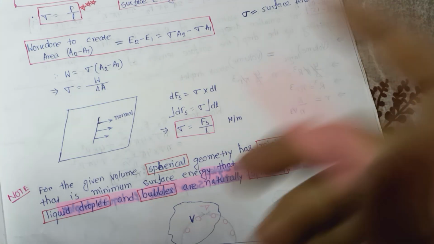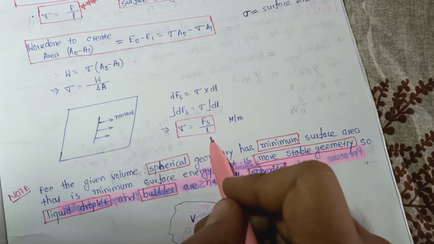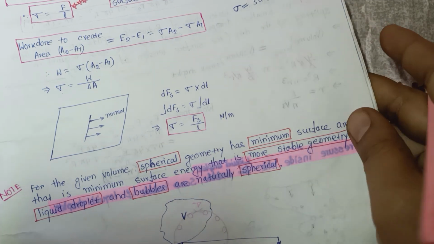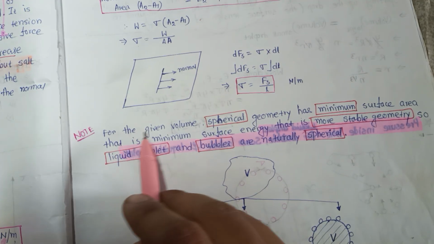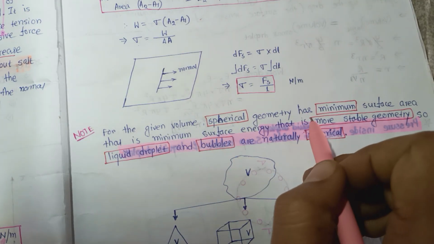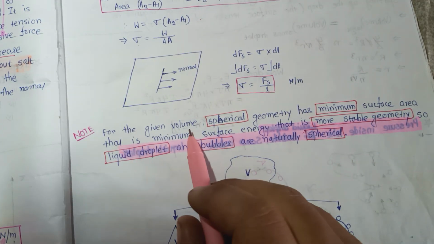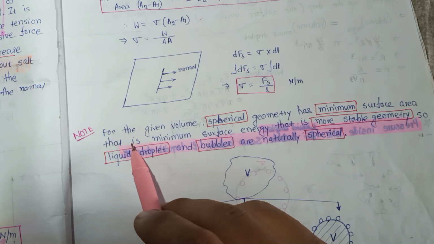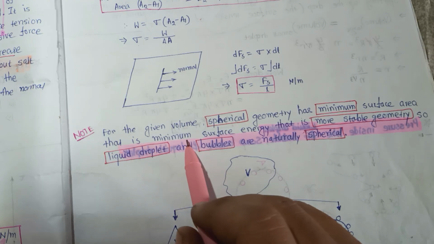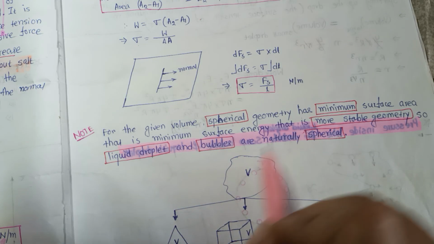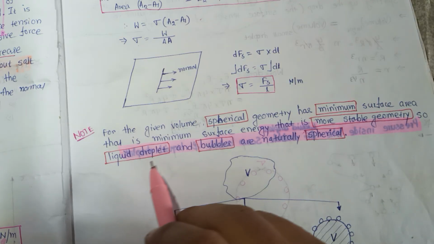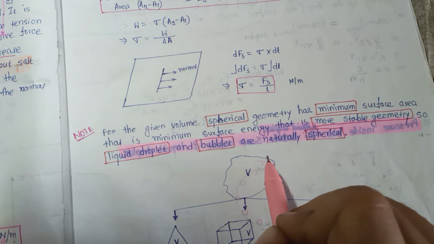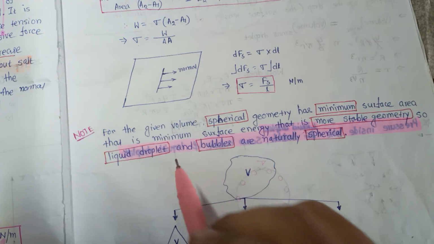Okay, and here sigma is equal to F by L, that is the Newton per meter. So try to remember this point here. For the given fluid, spherical geometry has minimum surface area. Due to that, minimum surface energy, that is more stable geometry. So liquid droplets and bubbles are naturally spherical. So this is very, very important.